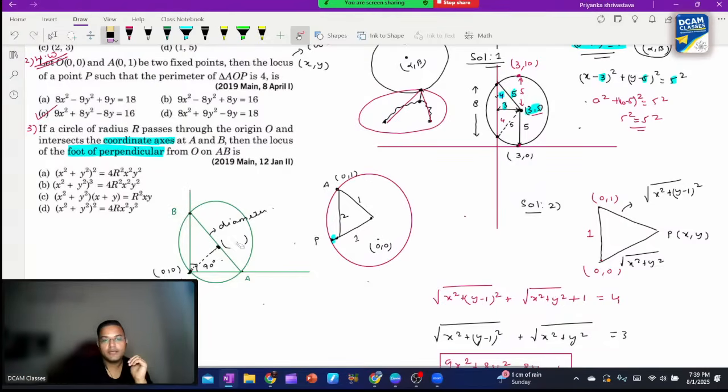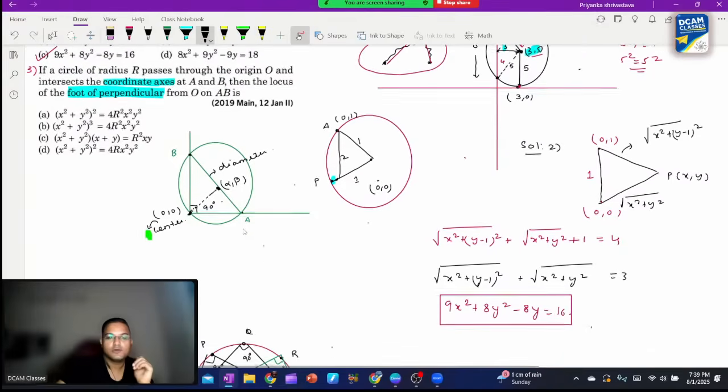So the better way is to assume some other point like alpha comma beta. Let me solve it for you. Whenever you are trying to find the locus of something, here the locus of the foot of perpendicular, the trick is to assume that point as alpha comma beta or something, and then later in the answer, in the relation that you are getting, replace alpha, beta as x comma y. This is the way to find the locus.